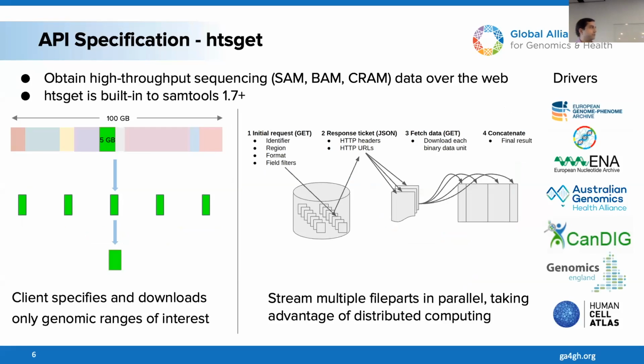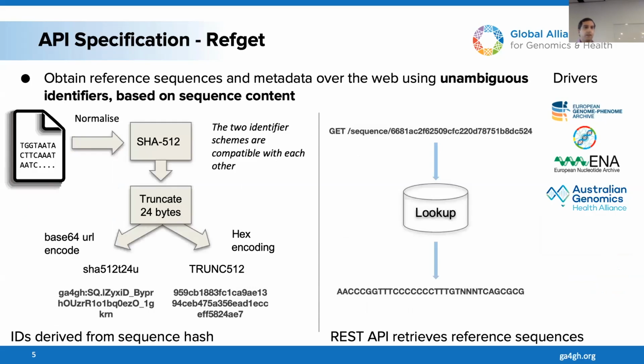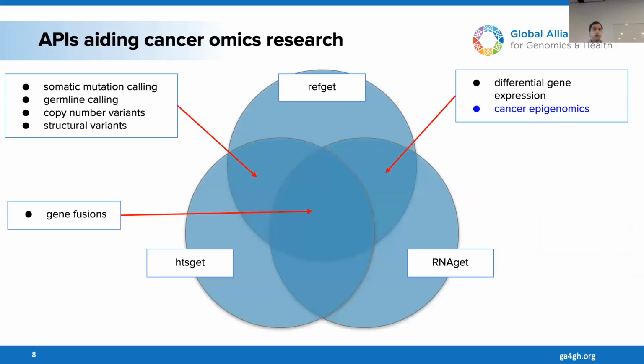Genomics England is actually doing a 100,000 genomes project, and they're going to be serving their alignment files over htsget, as well as the Human Cell Atlas, which is doing an implementation of this as well. For RefGet, again, it's Australian Genomics and the European Genome-phenome Archive. And there are other implementers as well, but I only listed the drivers. Okay, so those are 3 APIs.